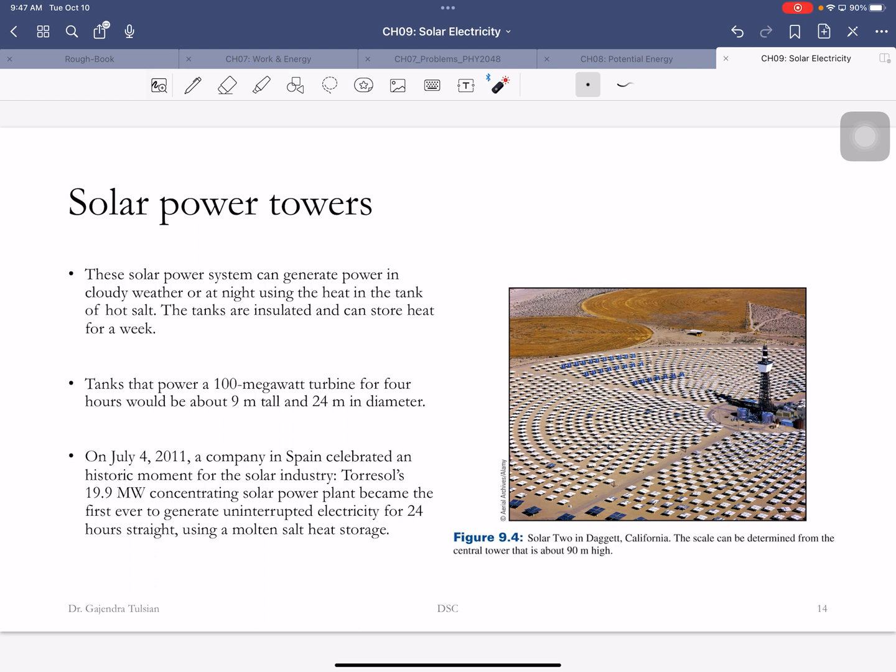Gotcha. Okay. So that's tanks that power 100 megawatt. What is 100 megawatt? How big is it compared to Hoover Dam? 1,000 megawatts is 1 gigawatt. So this is a tenth of a Hoover Dam. I'm sorry? It's 100 million. Yep. So this is a tenth of a Hoover Dam. It probably costs nothing.